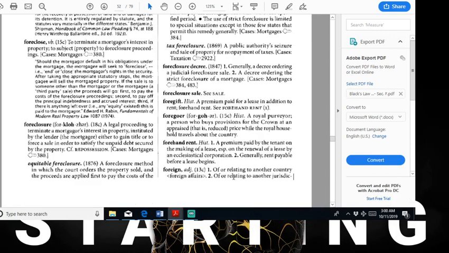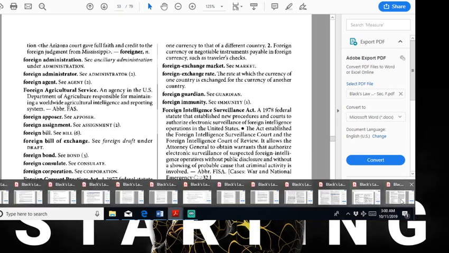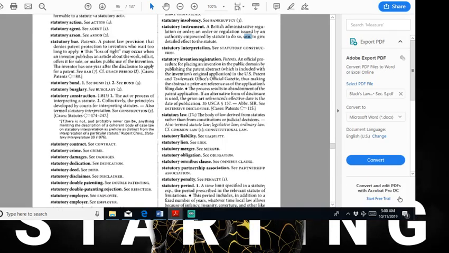Foreign. Of or relating to another country. To, of, or relating to another jurisdiction. Arizona gave full faith and credit to foreign judgment from Mississippi. I'm just gonna break this down. Let me see.